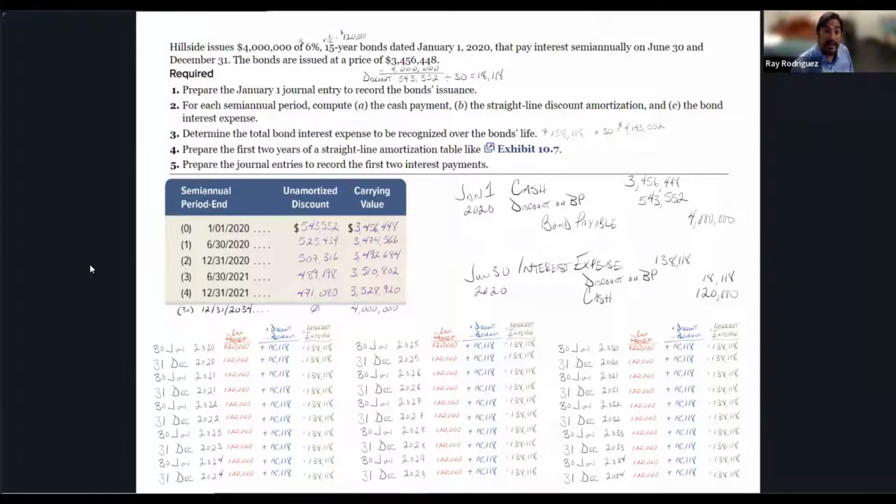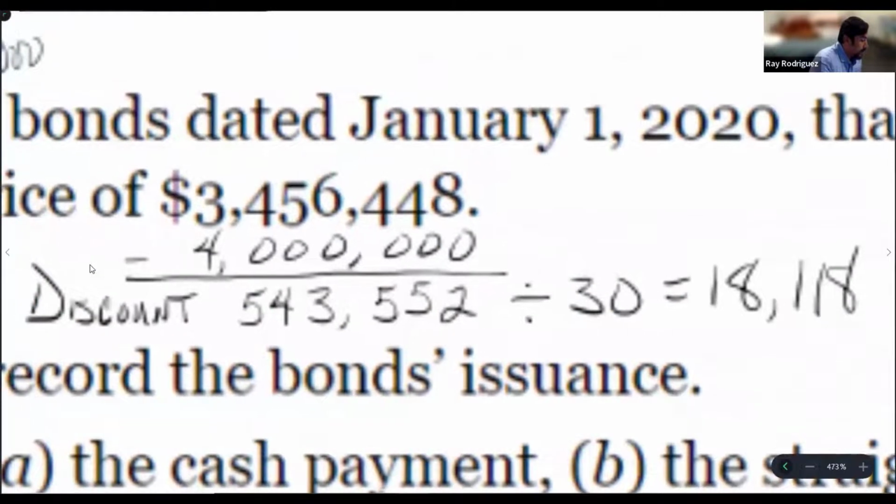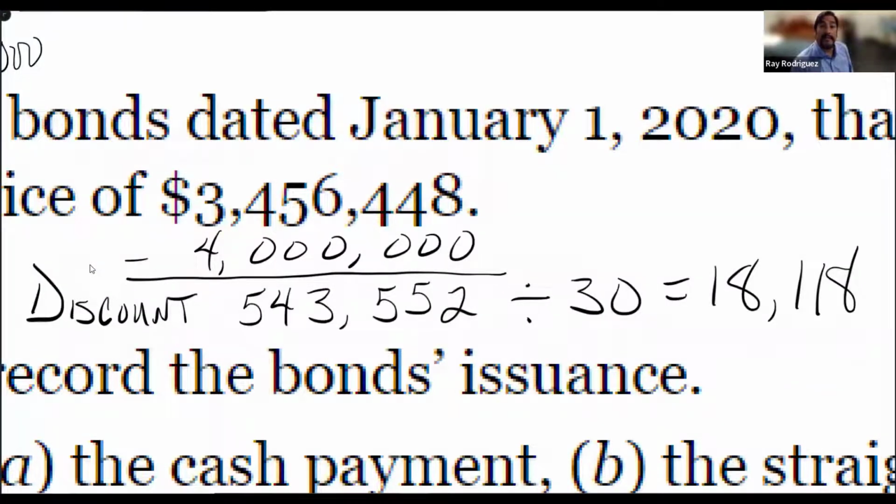Everything's the same at the top. The only thing that changed is the bonds are issued at a price of $3,456,448. So we compare that to face value, and we see we've got a discount. We issued these for a discount. $543,552 discount.